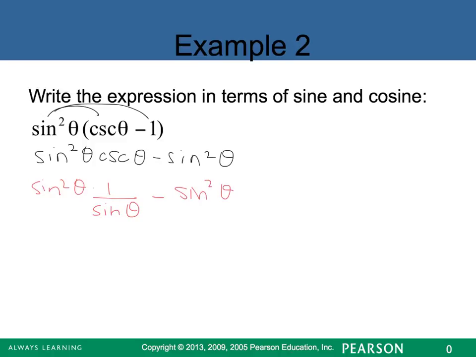Which means that I can take my numerator, my sine squared, put it over 1, and sine squared and plain sine will cancel. So now I have sine theta minus sine squared theta.